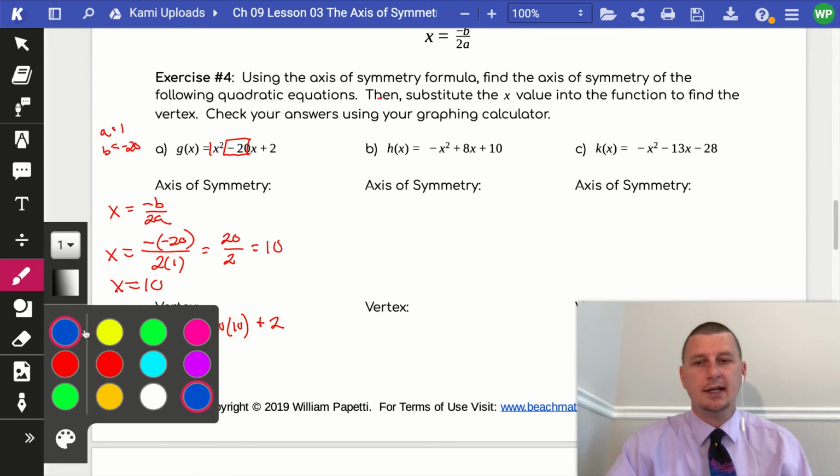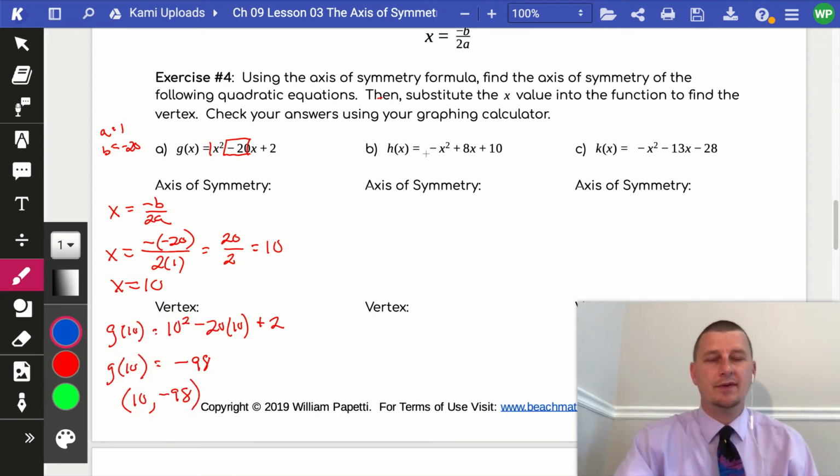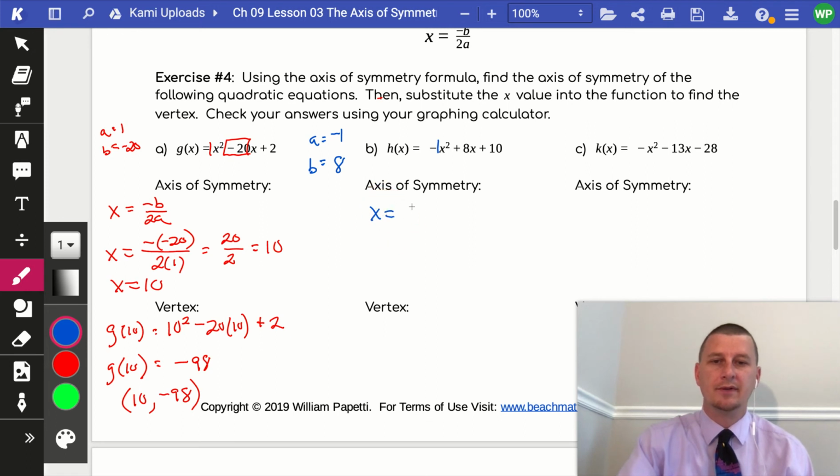Let's go on to the next one. We have h of x is equal to negative x squared plus 8x plus 10. So for our axis of symmetry, again, we're going to need to know what our a value is and what our b value is. Well, a is the coefficient of x squared, so that's going to be negative 1. And b is the coefficient of x, so that's going to be 8. Now that we know that, we need our axis of symmetry formula, which is negative b divided by 2 times a. X equals negative b over 2a.